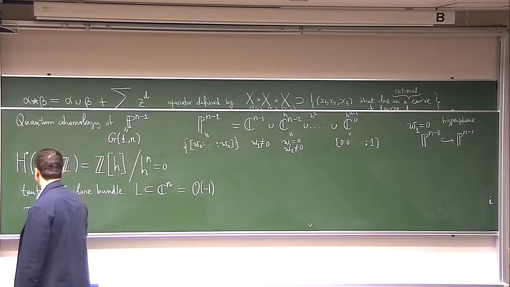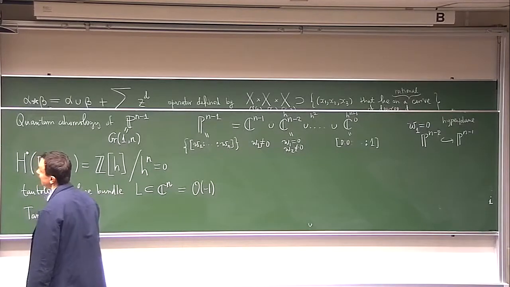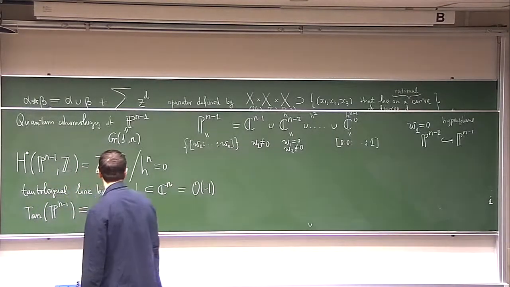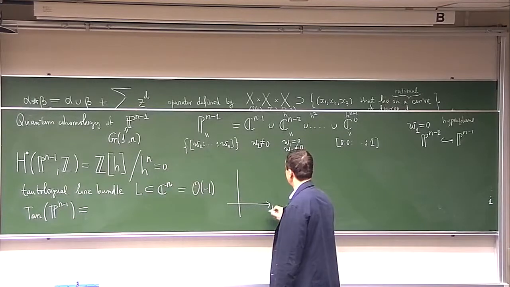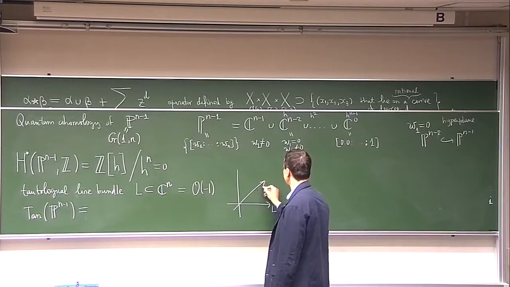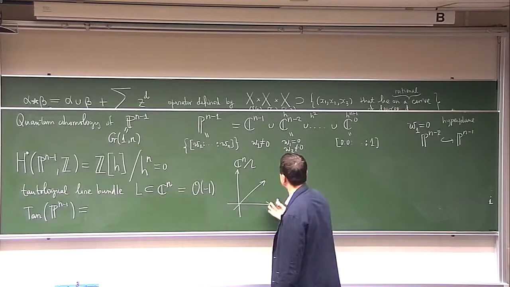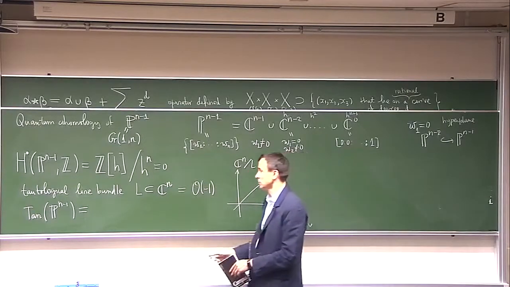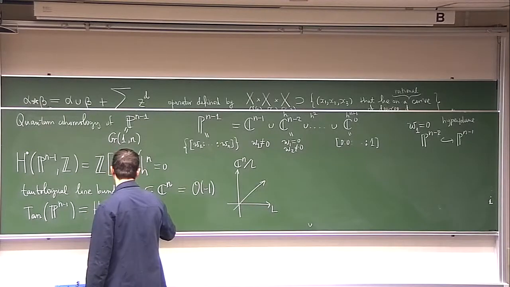And so then the tangent bundle to projective space, it's the same as T. What is it canonically? If I have a line, what are the deformations of the line? Deformations of the line are just graphs of maps. So if I have C^n mod L, the deformation of a line is a graph of a map from L to here. So it's Hom from L to C^n mod L.